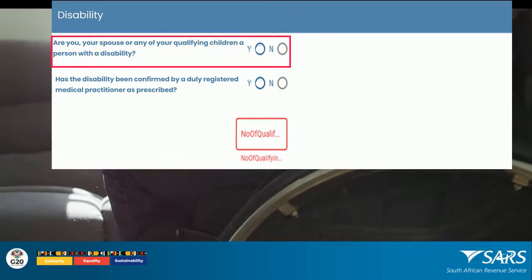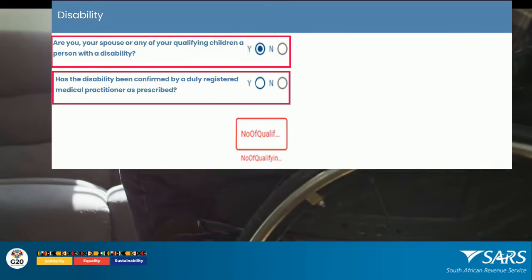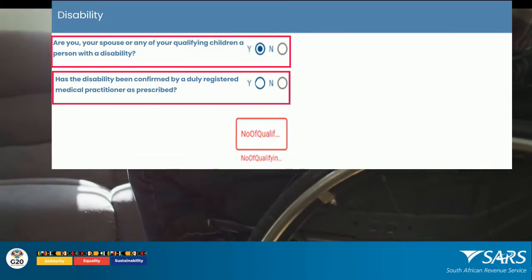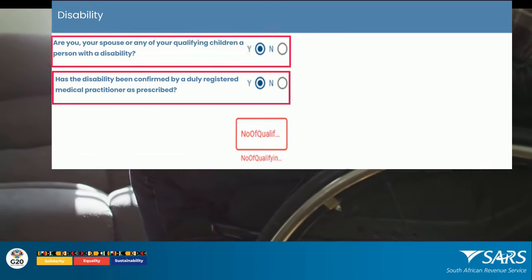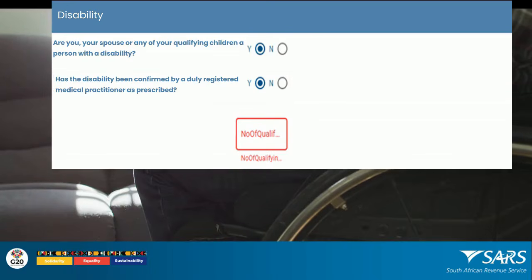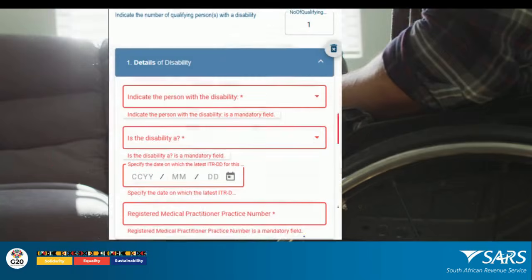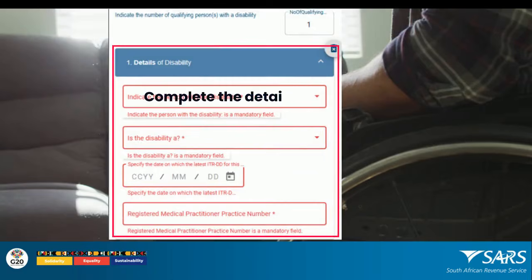If you indicated yes, complete the next question. Has the disability been confirmed by a duly registered medical practitioner as prescribed? Yes or no? The next question asks you to indicate the number of qualifying person or persons with a disability. Once done, complete the details of the disability as indicated in the questionnaire.